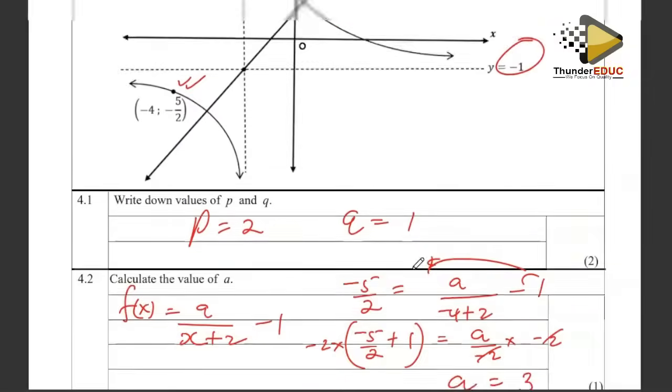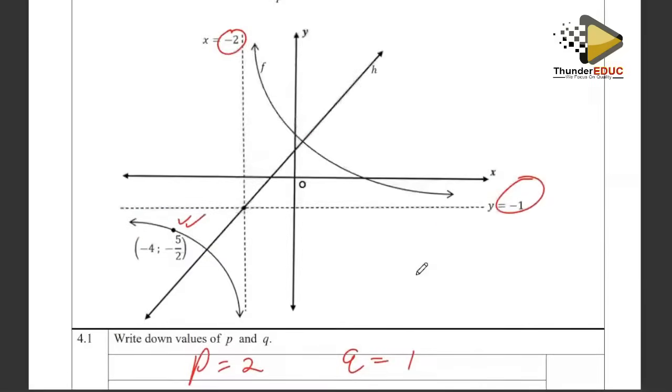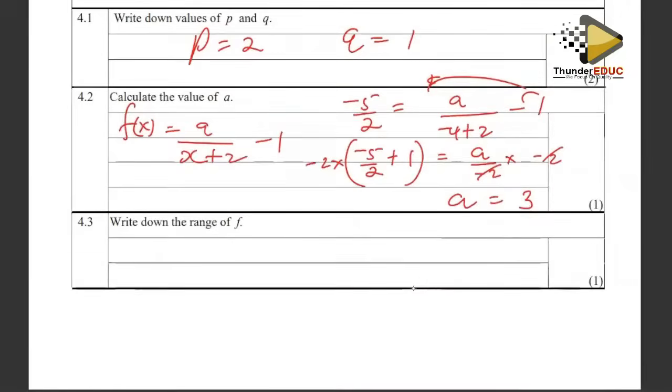Okay, 4.3, they want us to get the range. So for the range, we are basically being asked for the y values for these graphs, especially the hyperbola one. So you can see that it can extend to the positive infinity, can go to the negative infinity of the y values. So you can say that y is an element of real numbers. Y should never be -1.